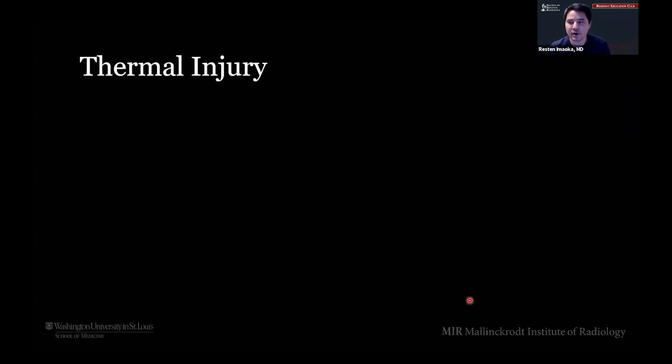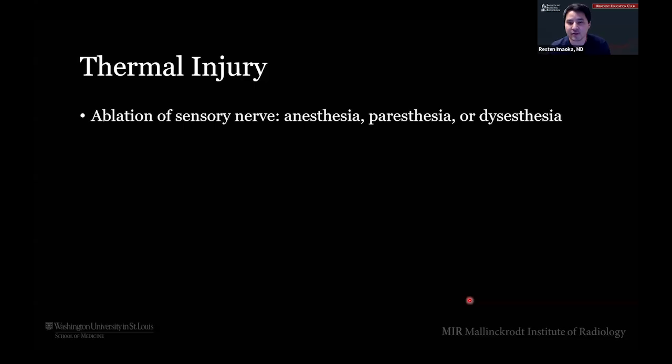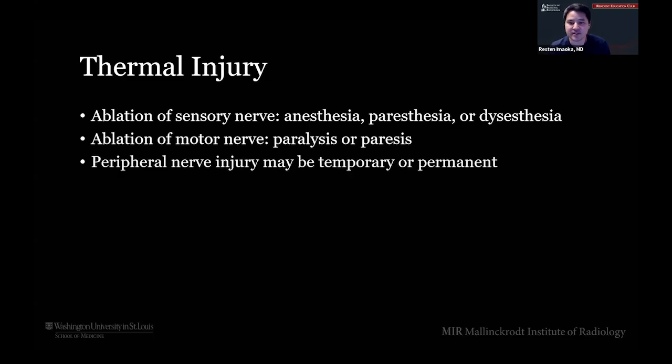When we talk about things we worry about, thermoablation is the main thing, right? So the way that you're going to see that, if you're ablating a nerve, they're going to present differently. They could have anesthesias, they could have paresthesias or dysesthesias. Obviously, if you ablate a motor nerve, they're going to have paralysis or paresis. Peripheral nerve injury could be temporary or permanent, right? Depends on how bad you're killing that nerve, what sort of injury level you're getting.